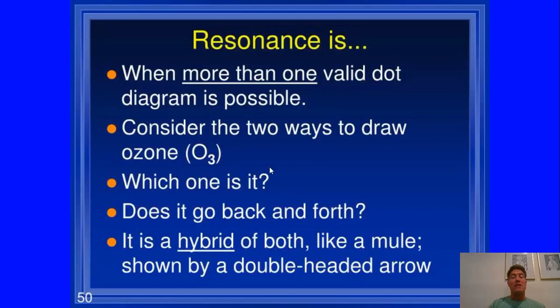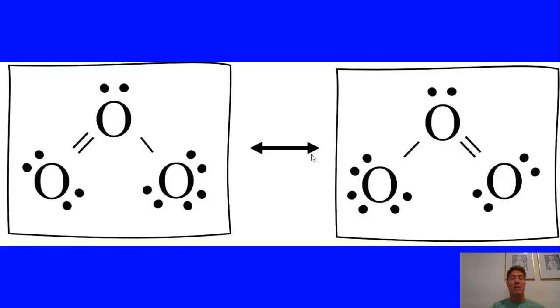All right, what is resonance? Well, sometimes there's more than one valid dot diagram that you can draw. So let's consider the two ways to draw the ozone molecule. Okay, well, if we look at ozone, we can draw ozone this way, with a double bond to this oxygen here on the left, or with a double bond with this oxygen here on the right. And if you think about it, there's no reason it couldn't be this or this. They're both equally plausible.